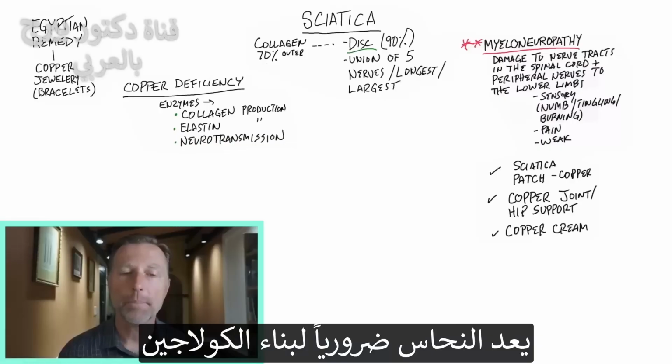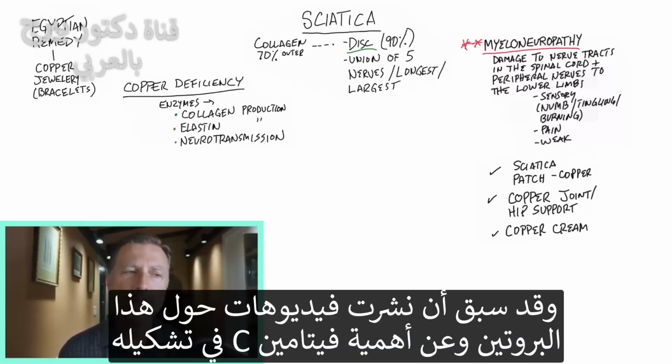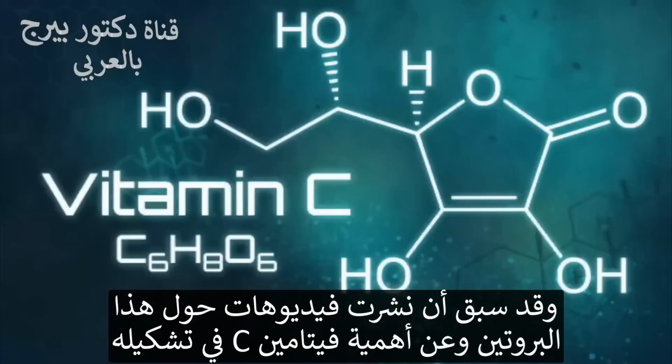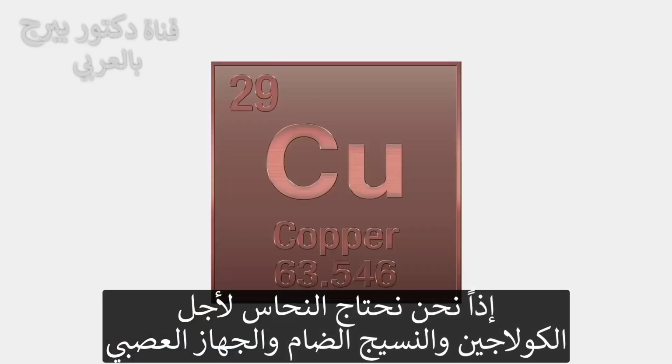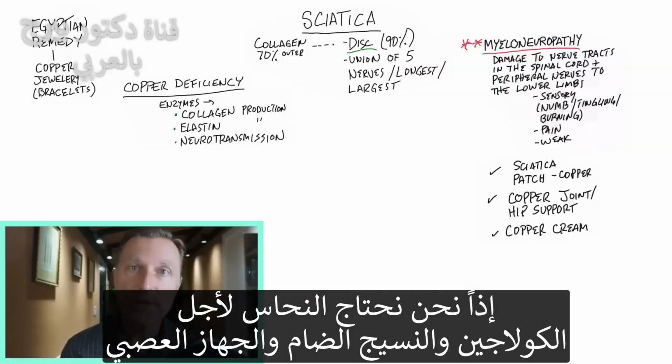So, copper is essential for collagen. And I've done other videos on collagen before and talking about how important vitamin C is in making collagen. But guess what? If you look in nature, copper makes up part of that vitamin C complex. So we have copper for collagen and connective tissue. We also have copper for the nervous system.